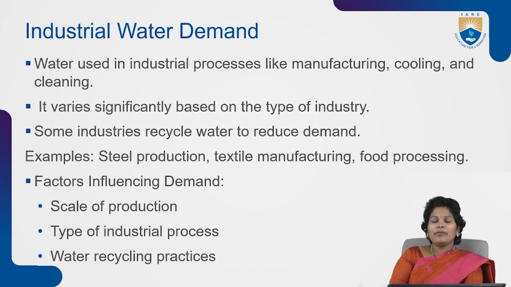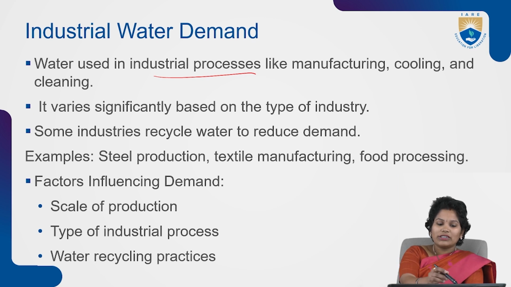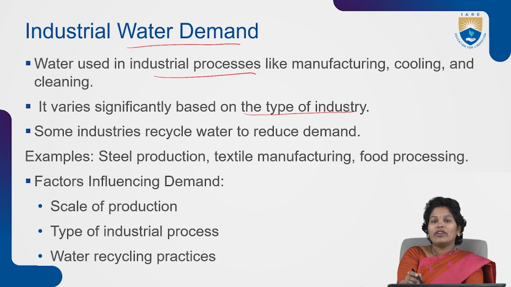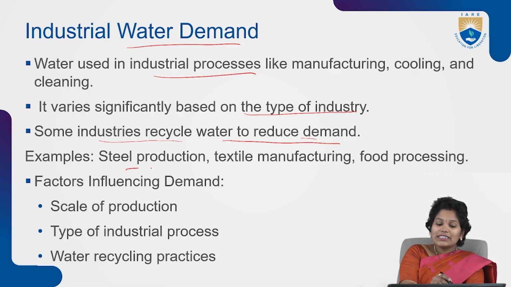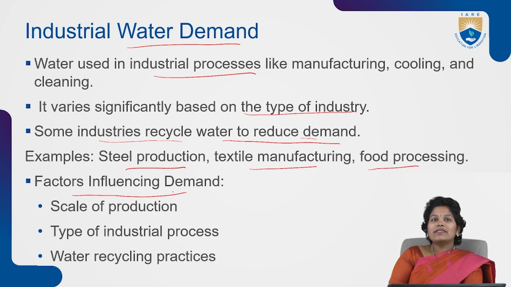Next is industrial water demand. The water we use in industries for cooling or cleaning purposes, that we call industrial water demand. Water demand depends on the type of industry. Some industries recycle water to reduce demand. Examples are steel production, textile manufacturing and food processing. Factors influencing industrial water demand are scale of production, type of industry, process, and water recycling practices.